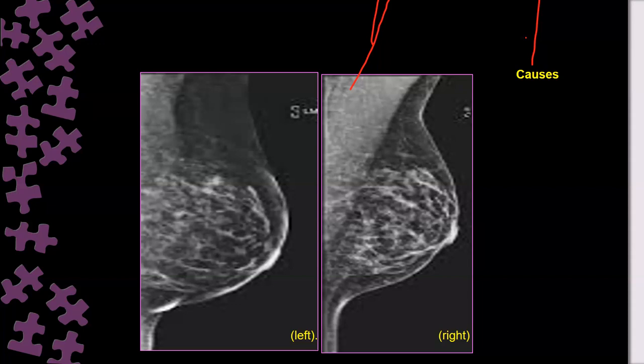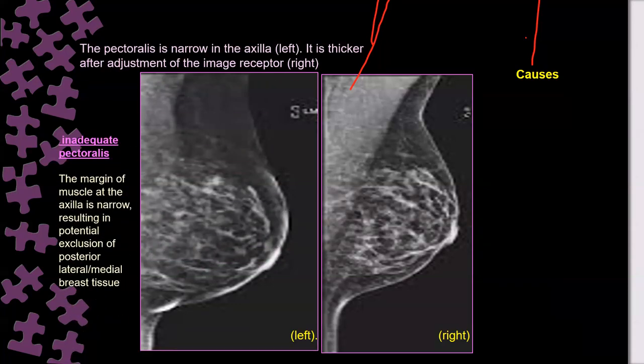Could you see the lower level? I can't even see it. The border of pectoralis could not be visualized. The borders of pectoralis could not be visualized even, and it is deficient. The margins or borders are inadequate, and this will definitely result in potential exclusion of posterior breast tissue.